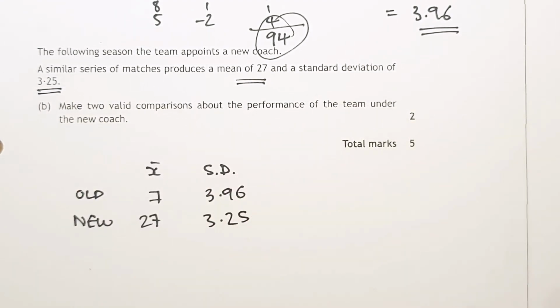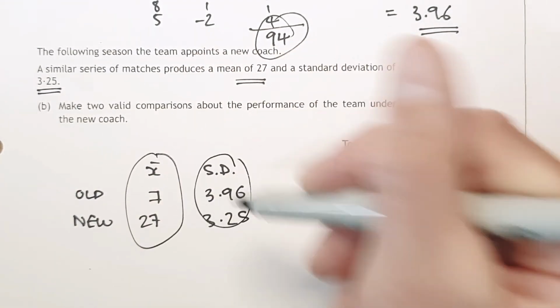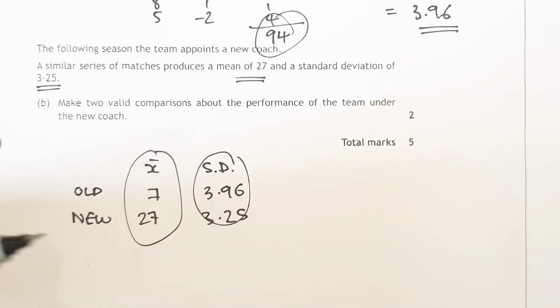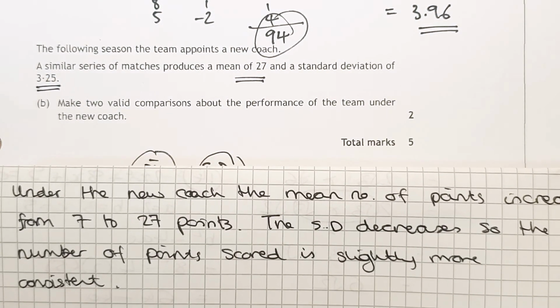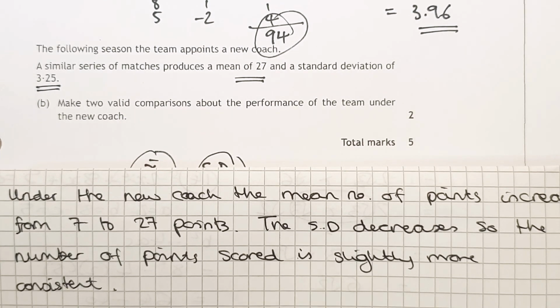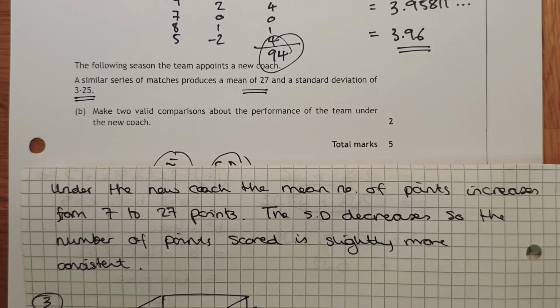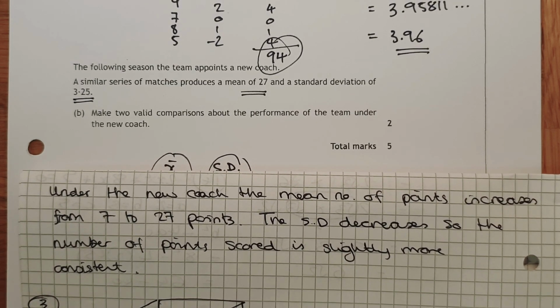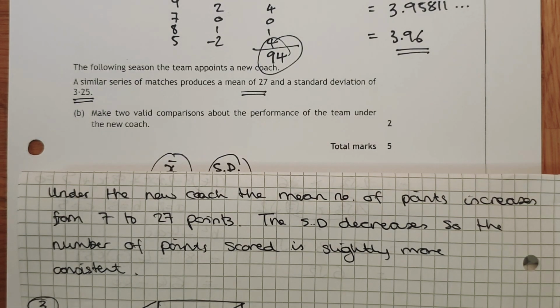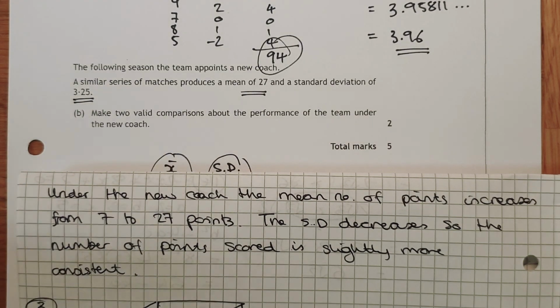So we're going to make 2 comments, one about the mean values and one about standard deviations. Well, I've got that written down here already, prepared. So my 2 statements, first one, under the new coach, the mean number of points increases from 7 to 27 points, and the standard deviation decreases, so the number of points scored is slightly more consistent. So a comment for mean and a comment for standard deviation is what you need to do here.